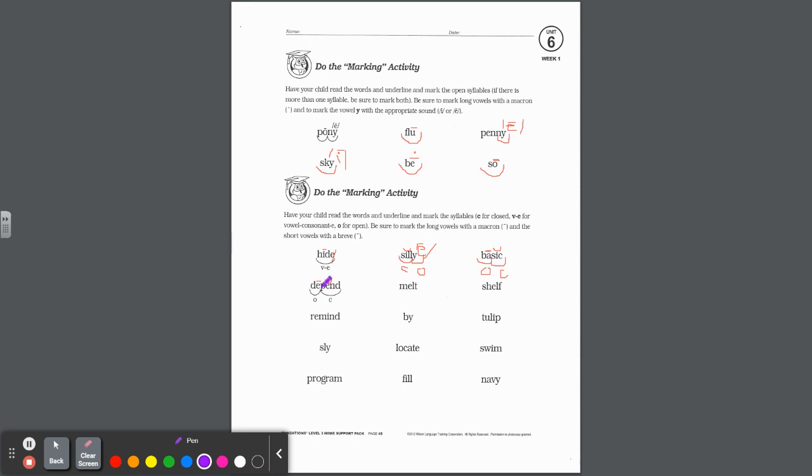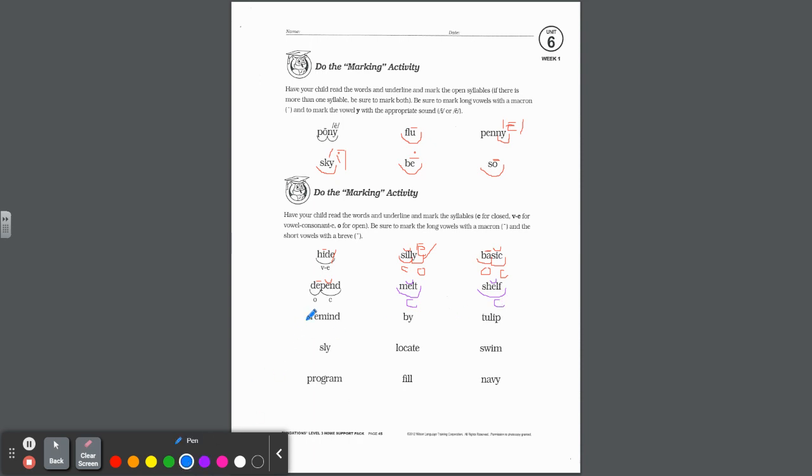We just did depend. How about this word? Melt. That's one syllable, so it gets one scoop, and that is short because it's closed in by that LT blend at the end. Shelf. Again, it's one syllable. We have a short E that's closed in by that LF blend at the end, so it's closed.